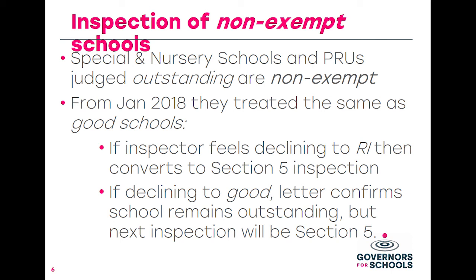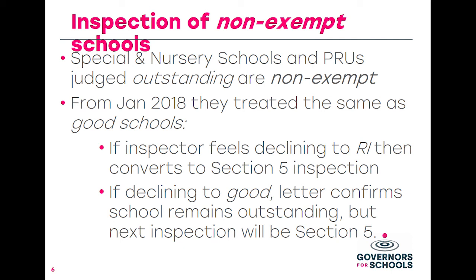So the cohorts are very different from each other, and looking at a trend over time would not be possible. So in the background, Ofsted is collecting information about attainment, and they are looking at comparing those schools over a period of time. It's not possible to do that with these types of schools. So they're going to be treated in the same way as a school that was good at its last inspection.